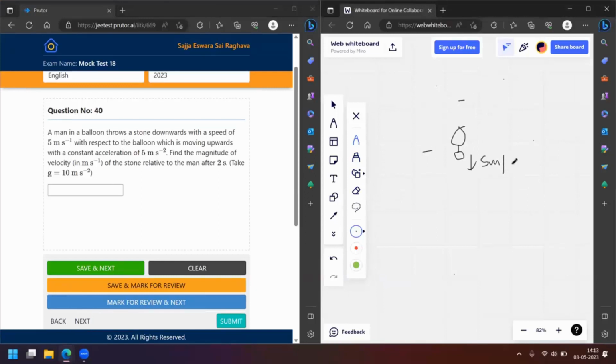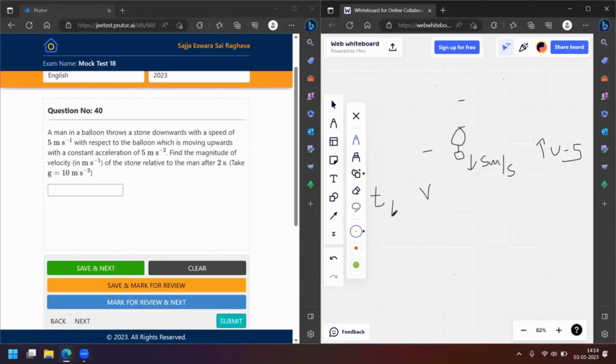With respect to the ground frame, the actual velocity will be v minus 5, where v is the velocity. Given that the balloon is moving with a constant velocity of 5 meters per second, we have to find the velocity of the stone relative to it. We have to just find the velocity of the stone. So assume the speed is v at the point where, suppose at time t, we are releasing the stone.